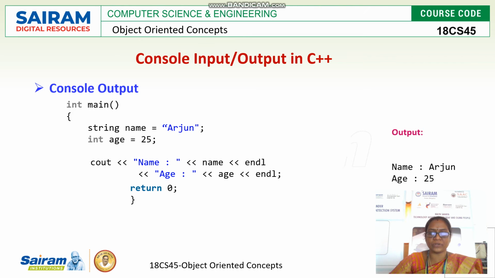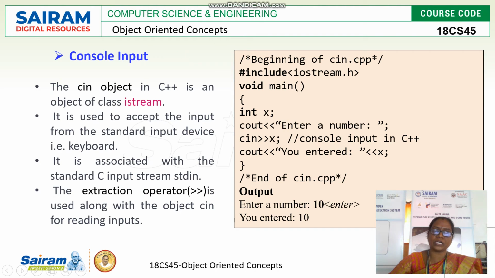This is console output. Similarly, we are going to see console input. Console input is named with a keyword called cin. It is also an object of the class istream. It is used to accept input from the standard input device, the keyboard. It is associated with the standard C input stream called stdin. Then the extraction operator is always used along with the object for reading inputs. Like how cout uses the insertion symbol, cin also uses its symbol. So you should be proper in these operator expressions.